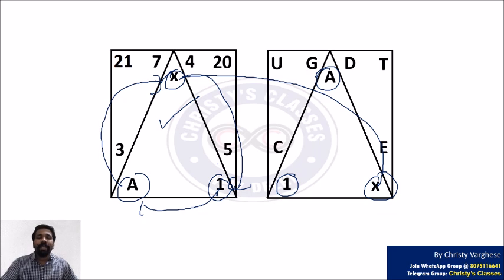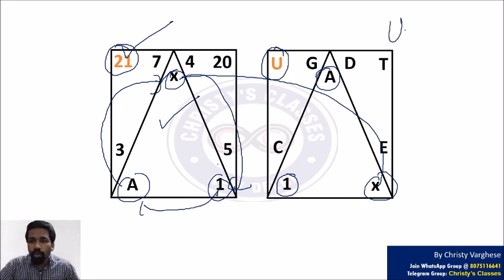Now, outside the triangle, it is more simple. Like the EJOTY code I taught you, that concept can be used in case you want it. Here, look at the letter U in the second picture. In the same place, you can see 21 here. And U and 21, the connection is, U is the 21st letter in the alphabet.